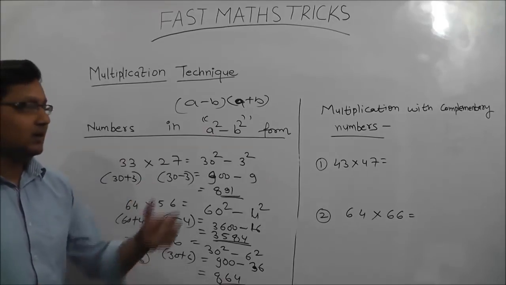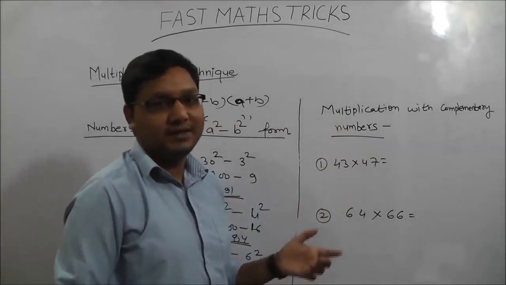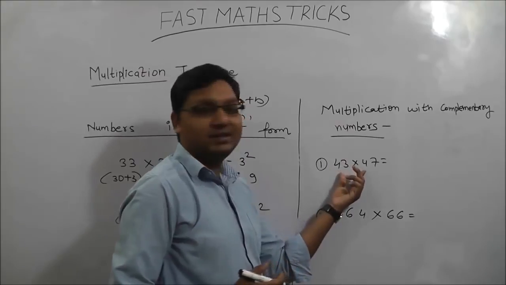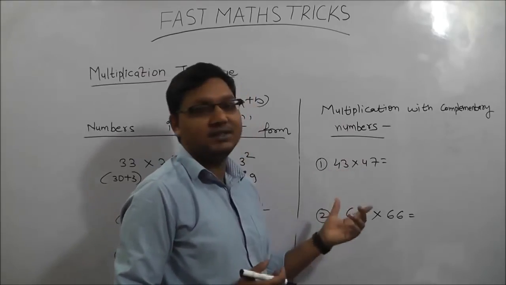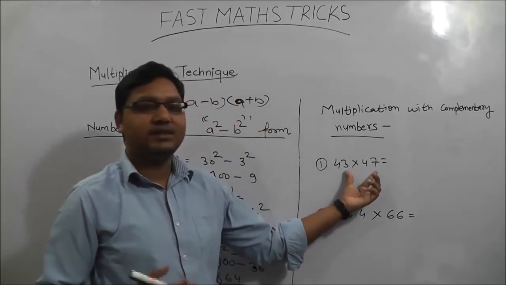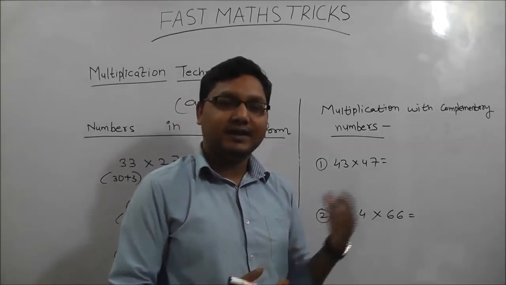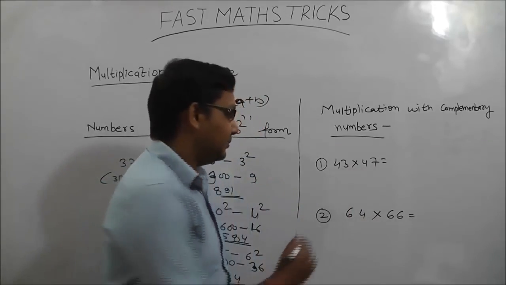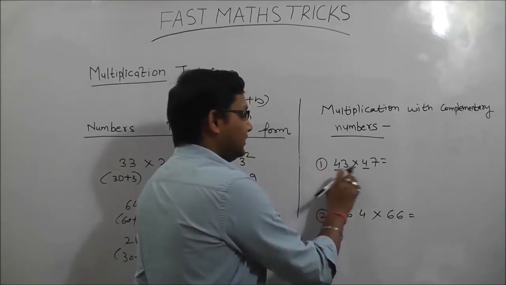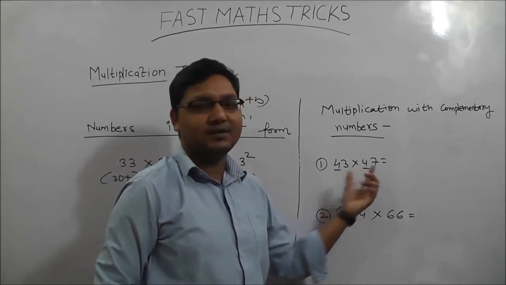Let us see one more multiplication method, that is multiplication with complementary numbers. So what are complementary numbers? The tens digit is the same, and the ones digits add up to 10. Those numbers are called complementary numbers. See here, the tens digit is 4, and the tens digit is 4, that are the same. And 3 plus 7 is 10.